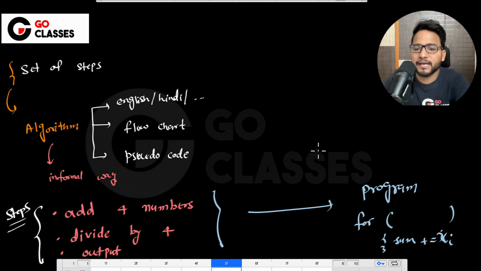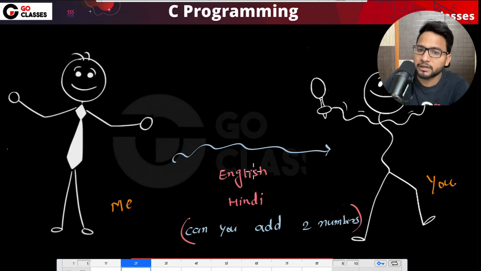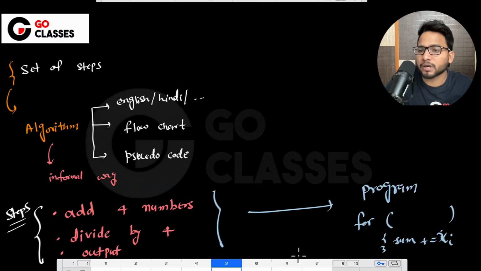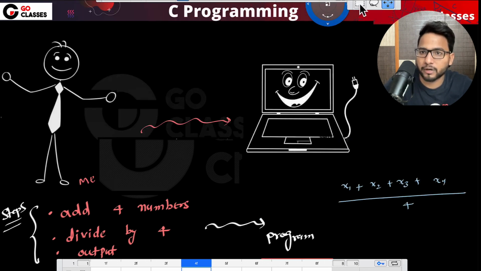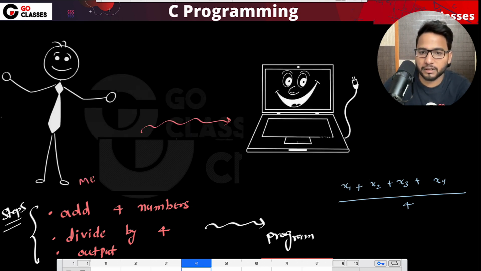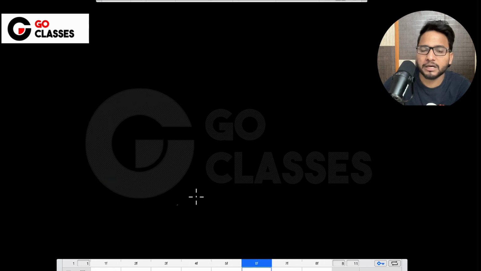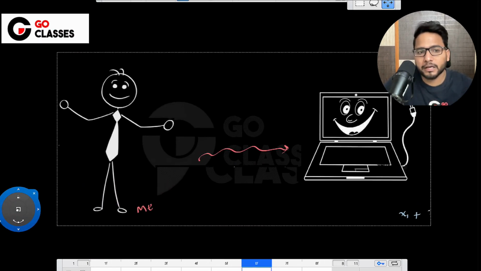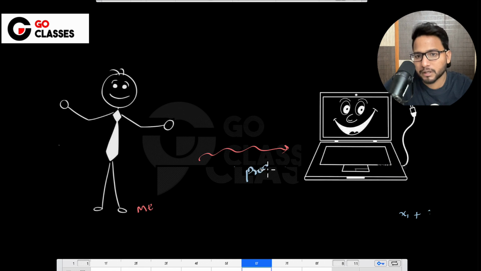Just like that, if I'm communicating to a human, then there are multiple languages possible, which are English or Hindi or something like that, right? Similarly, if I want to communicate to the computer, then again there are multiple languages possible. I have to communicate using a program, right? Now let me go back to this particular diagram. If this is me, and I want to communicate something to the computer, then I have to communicate using a program.